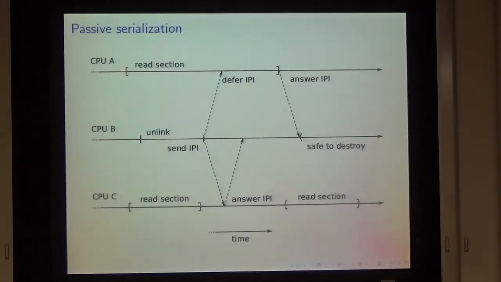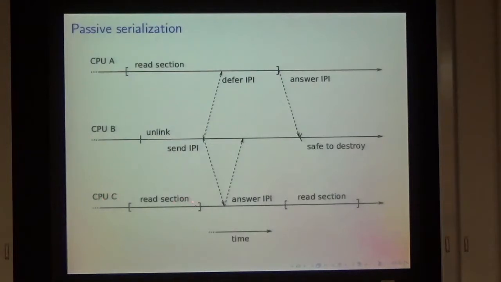So CPU A enters a read section, CPU C enters a read section, CPU B removes a resource from the table. At this point, it may still be in use. CPUs A and C are still using it. Then CPU B sends an IPI, interprocessor interrupt, to all CPUs in the system, saying, "Do nothing. Just tell me when you're processing interrupts again."